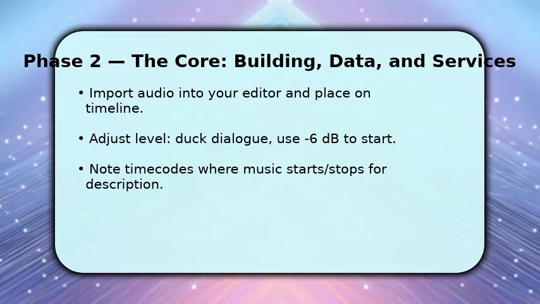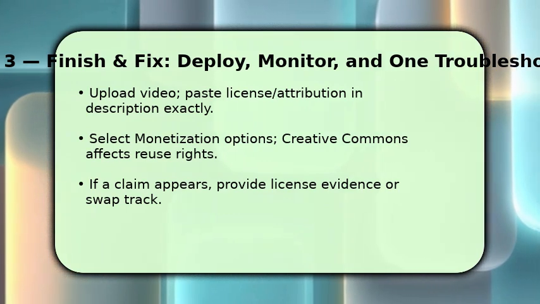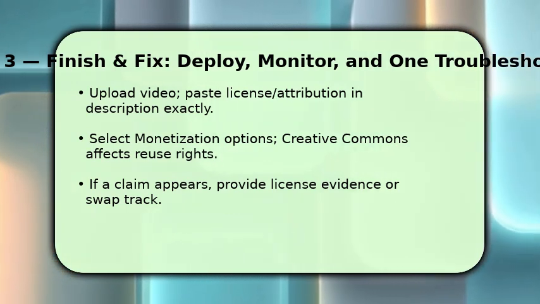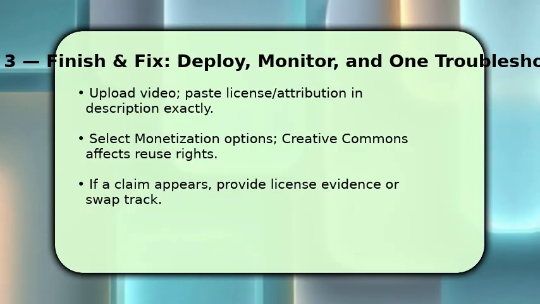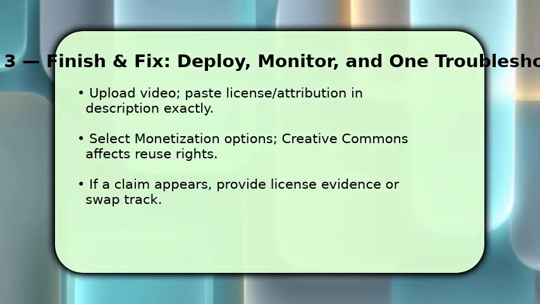You upload the finished video and paste the exact license or attribution text into the description where viewers and systems can find it. Make sure to select monetization and reuse settings correctly. Creative Commons grants reuse, whereas YouTube Standard does not.